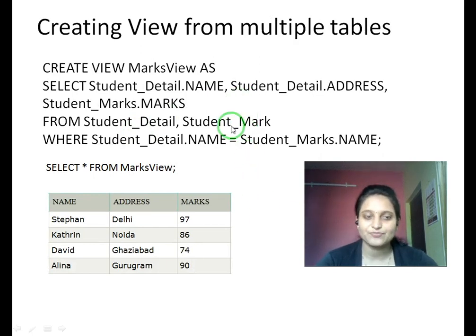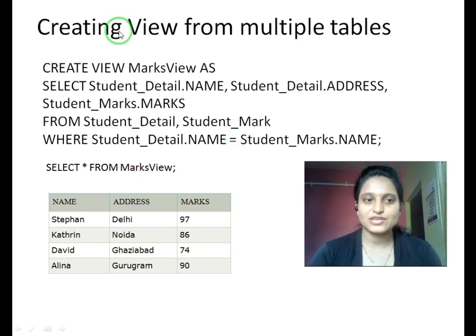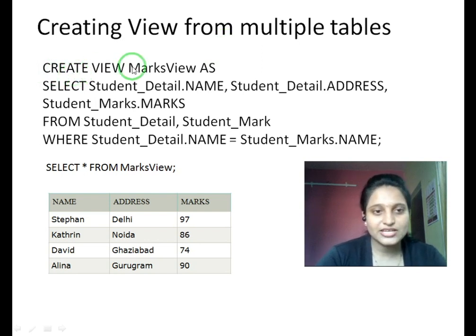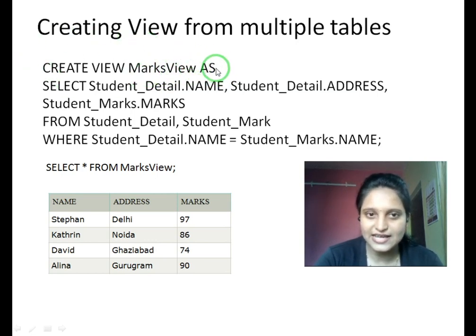Now see here, creating a view from multiple tables. This is a very important concept whenever you write nested queries or retrieve information from multiple tables. See carefully. I will explain how to create a view from multiple tables. So CREATE VIEW is the keyword, and I give a name for my created view, that is marks_view, AS. This is the syntax for creation.